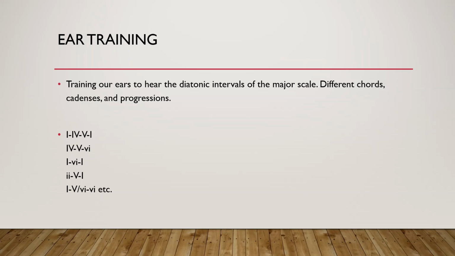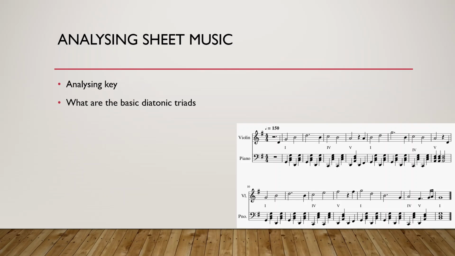I have taught so many things during this course. So we trained our ears to hear the diatonic intervals, different chords, cadences, and also progressions that are on a major scale, as listed here below. And we had the 1, 5, 6, which is kind of a new-ish progression we learned in the previous lesson. We learned how to analyze sheet music.